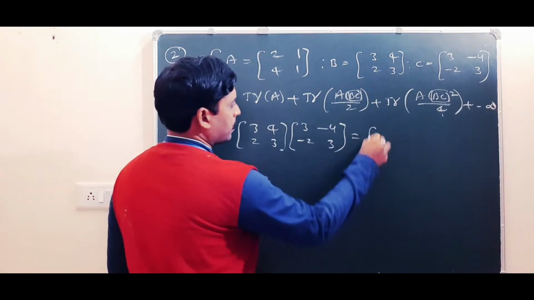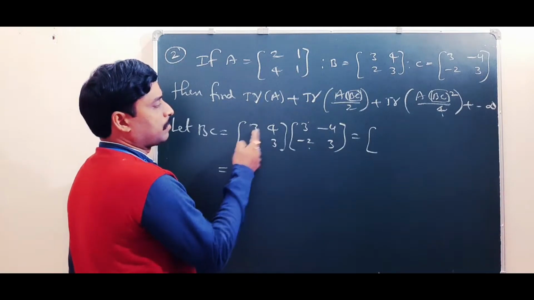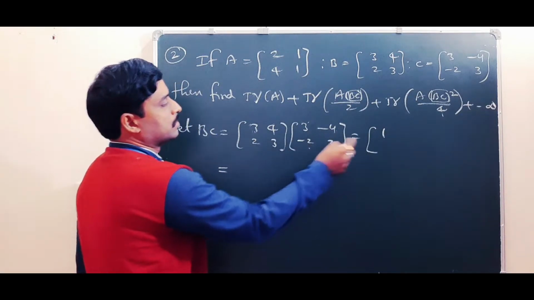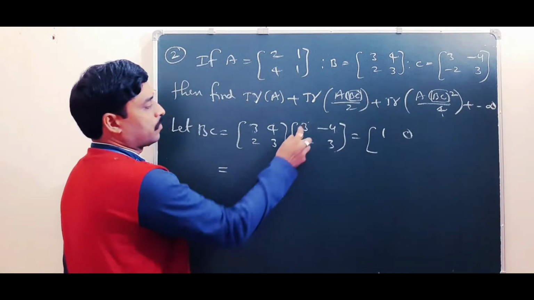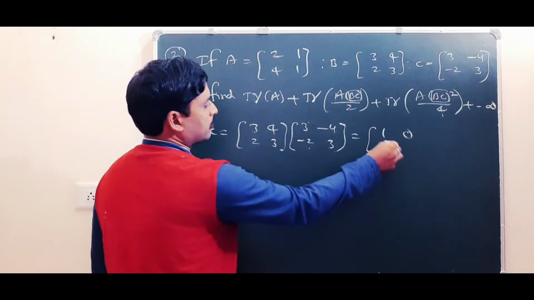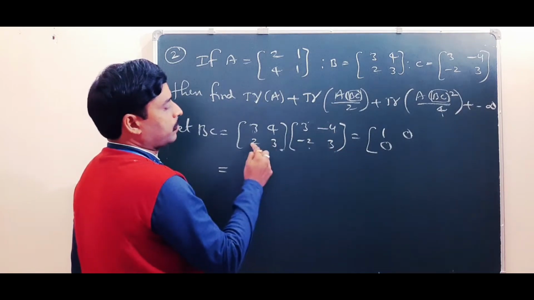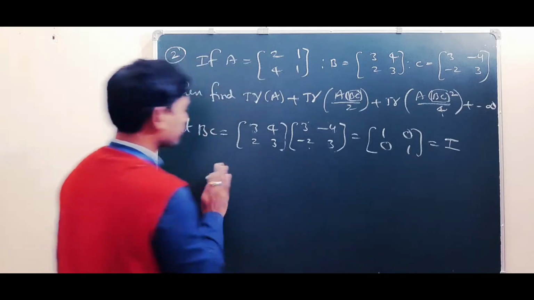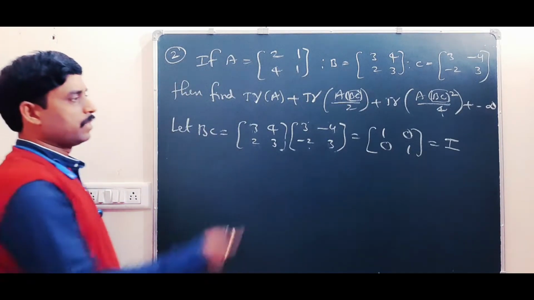First we have to find B into C. It is going to be: first row multiplied with first column, 9 minus 8, 1. First row second column, 0. Second row first column, 6 minus 6, 0. Second row second column, it is going to be minus 8 plus 9, 1, which is nothing but I. So BC we have got I.